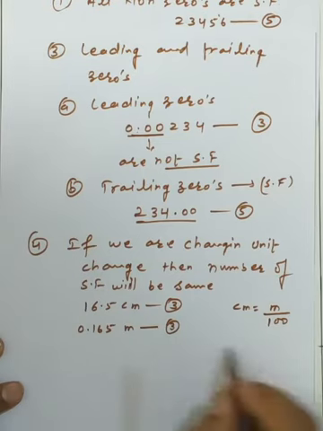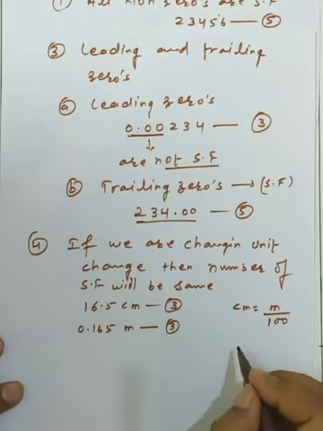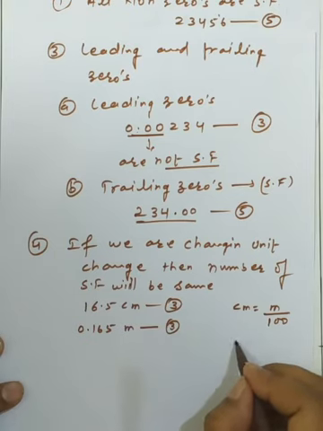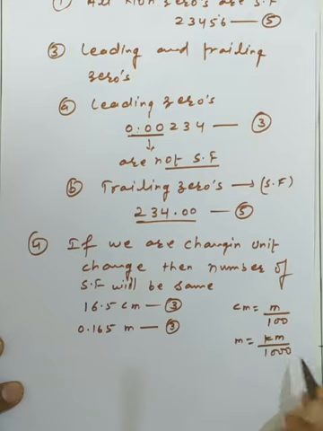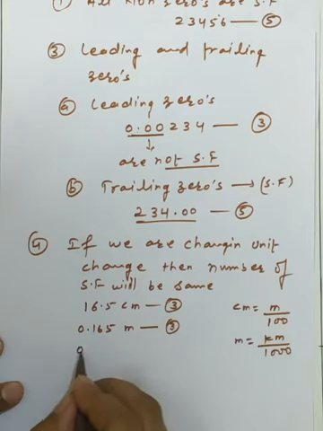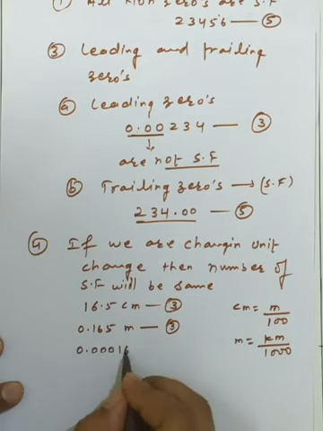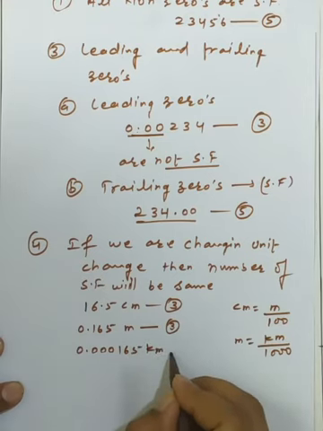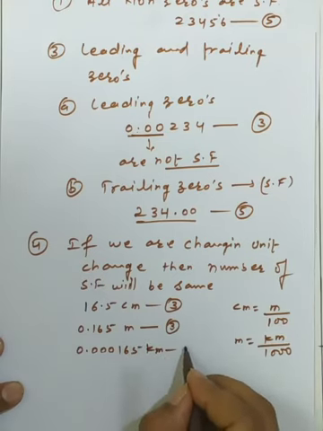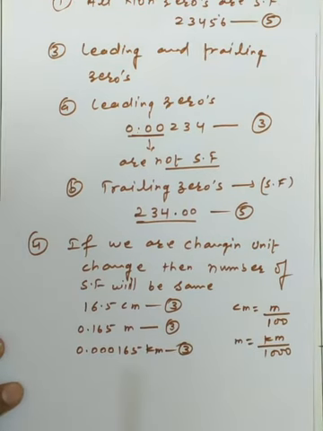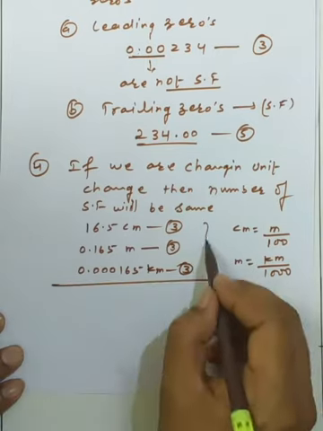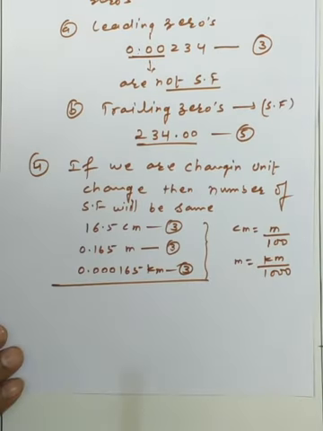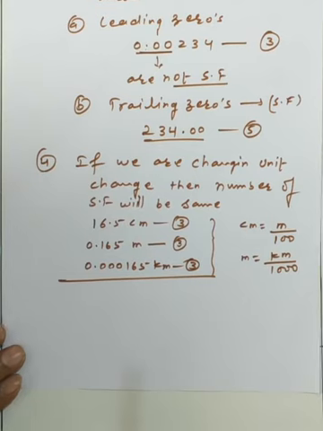So the number of SF is the same when we move to another system. Now I am changing the unit: you must convert the meter into kilometer. So you will write that meter equals kilometer, to be divided by 1000. So easily you are changing the number to 0.000165 kilometer. Further I am asking how many SF you have. You will say the number of SF is 3. So by this example we can easily say that if you are just changing the unit system, there will not be a change in the number of SF.